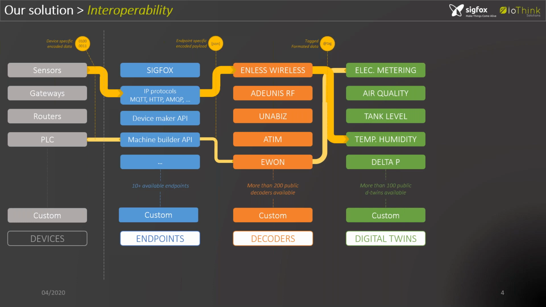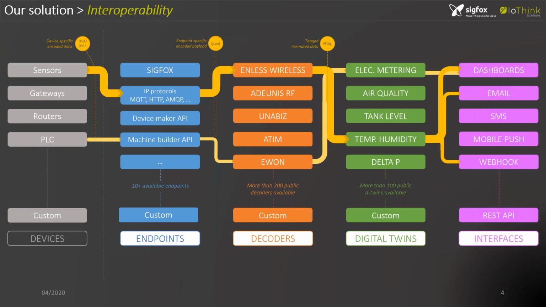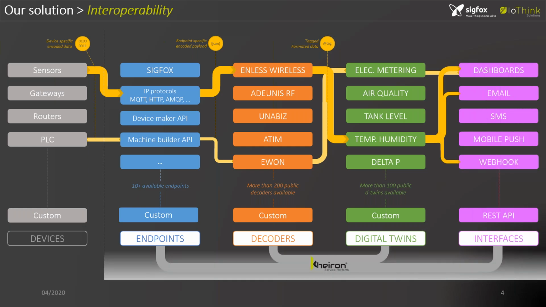The last step is to select the digital twins. Digital twins means the use case. So we have a library of use cases available, and you can create your own library of use cases. And you have, of course, dashboards, notifications. It could be email, SMS, mobile push, etc. And the REST API if you would like to connect to a third-party application. And everything is included in Karen Service Platform.